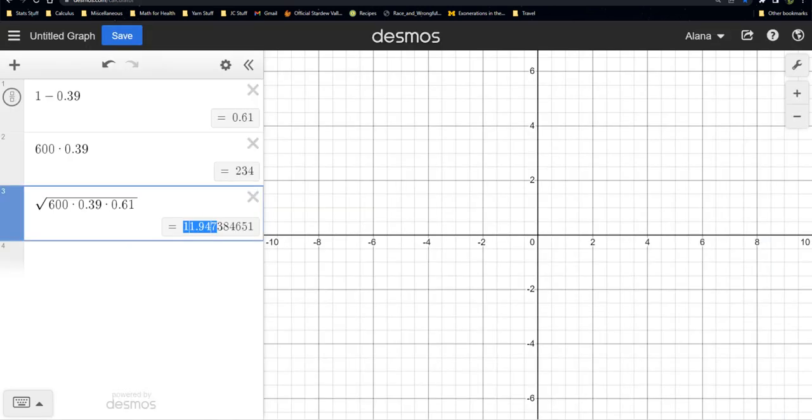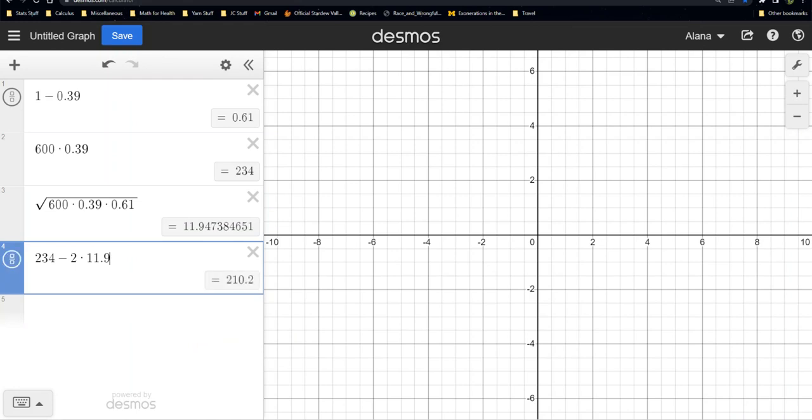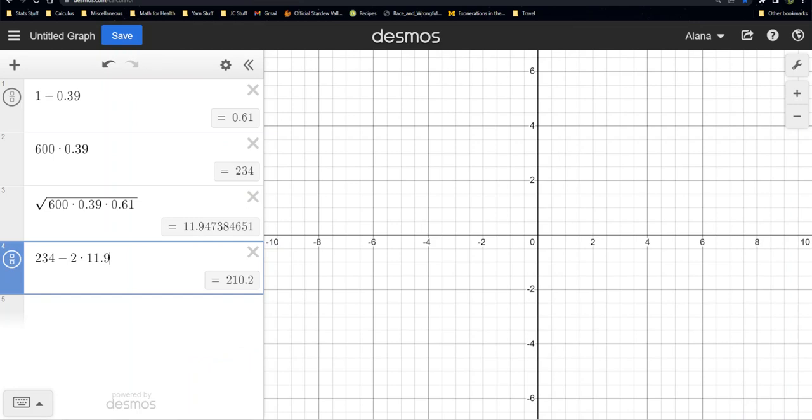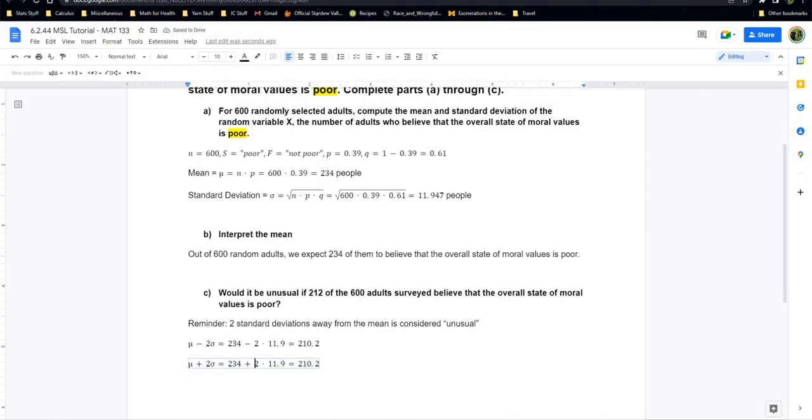All right, so let me go to Desmos. 234 take away 2 times 11.9 is 210.2. All right, so that value is 210.2. So 212 is not past that, right? It's not below that. And while I'm on the same subject, I should actually find the other unusual value, because there's another one. If I add 234 plus 2 times 11.9, that gets me 257.8.